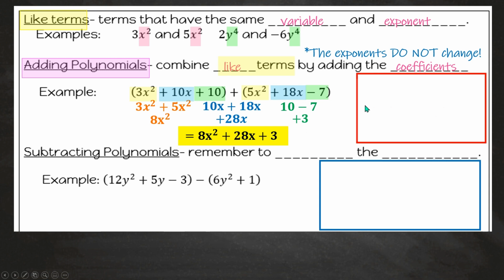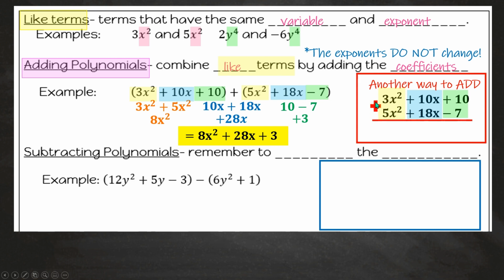Now, there is another method. And this is just another way to add, and some teachers or some students prefer to add this way, which we call vertically. So if we're going to add vertically, we're going to take this whole expression, 3x squared plus 10x plus 10, and then we're going to take the 5x squared plus 18x minus 7, and now we can add them like we used to add our numbers previously, in lower grades. So 3x squared plus 5x squared, we're still going to add that. 10x and 18x, and a positive 10 and negative 7, and I get 8x squared plus 28x plus 3.